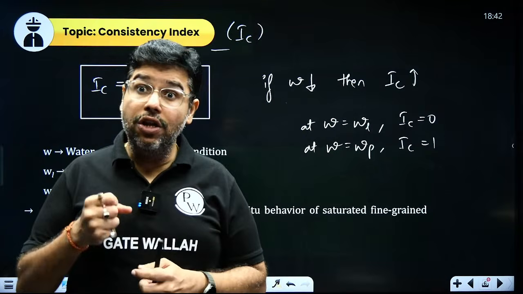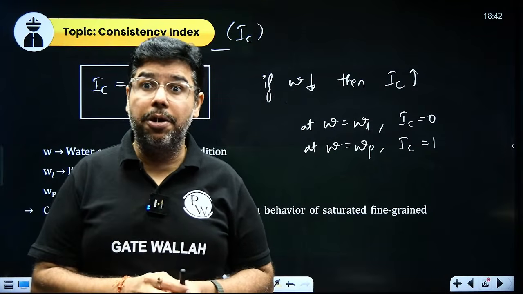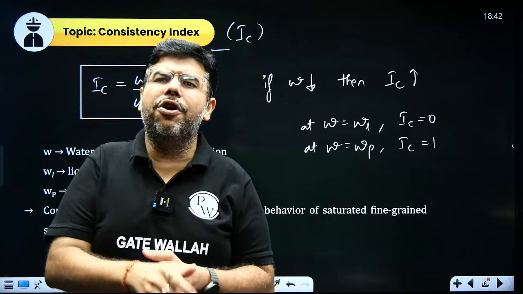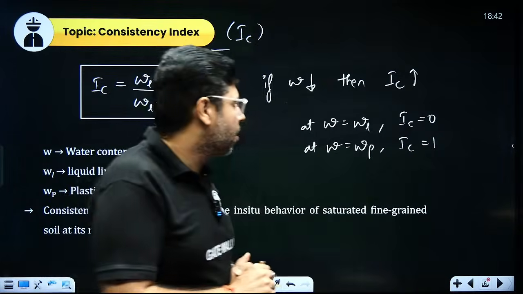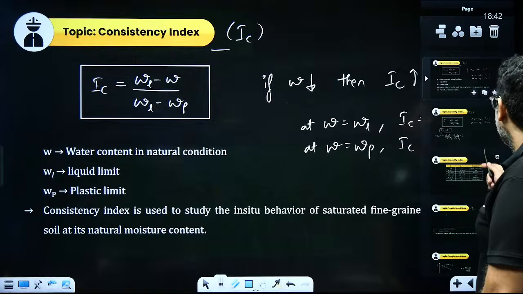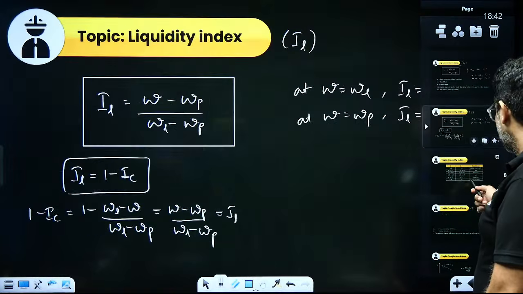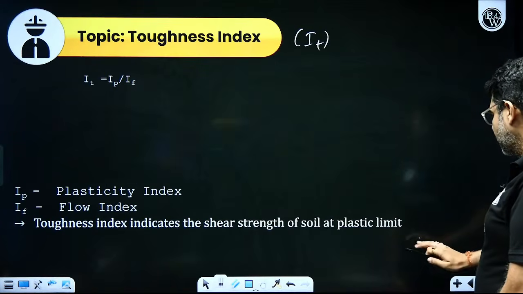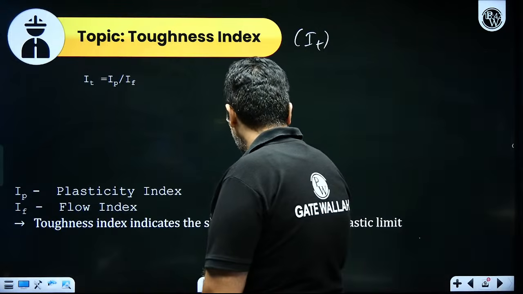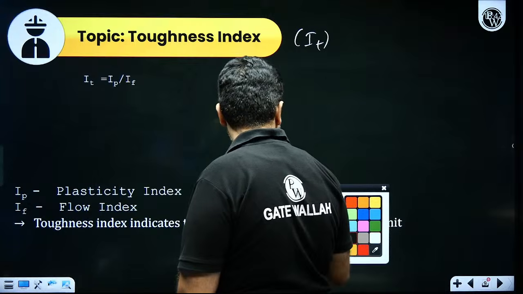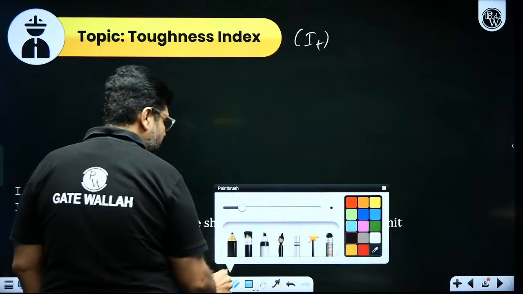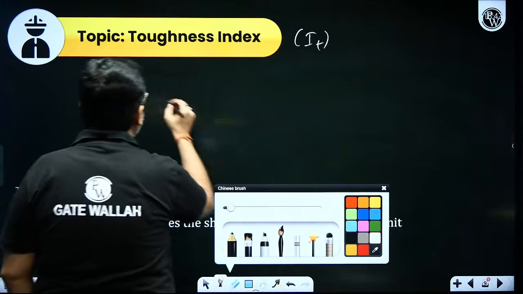See, if the soil is more tough at plastic limit, it means you will have to apply greater pressure to roll it into a thread of diameter 3 mm. So, let us talk about this toughness index IT here. What is IT, my dear friend? How will you define it? IT is nothing but the ratio of IP upon IF.